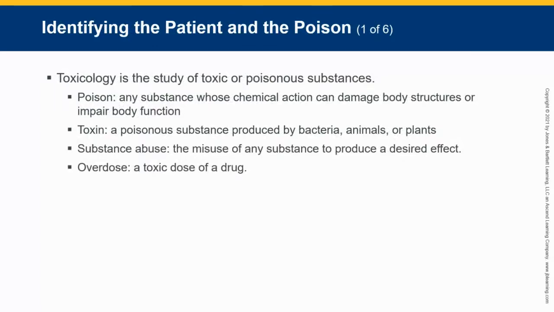The definition of toxicology is the study of toxic or poisonous substances, and a poison is any substance whose chemical action can damage body structures or impair bodily function. A toxin is a poisonous substance produced by bacteria, animals, or plants. So you'll need to know the definition of that. You may see it again. And substance abuse is the misuse of any substance to produce a desired effect.